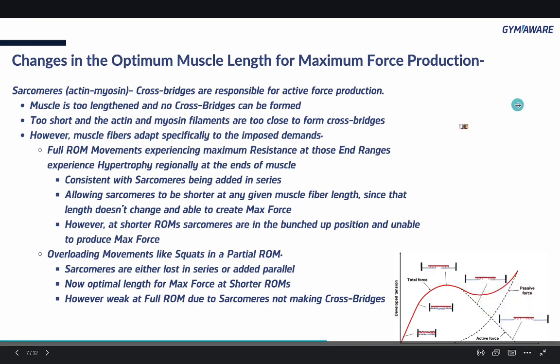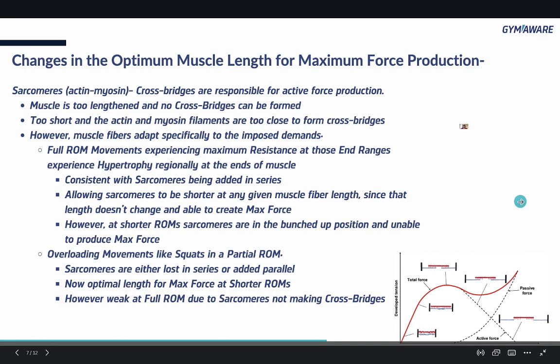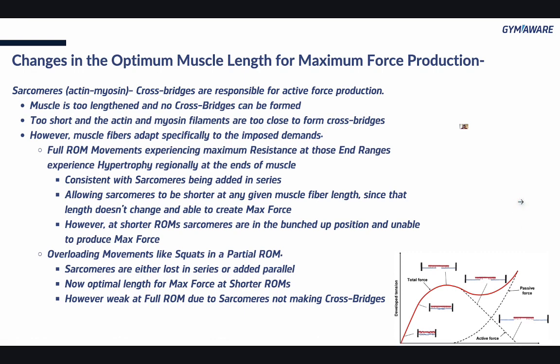But remember this too, even though active force production is at its low, total force production is at its high because of passive force, which is the muscle spindles, Golgi tendon organ, all those things we've talked about, and elastic components. Anyway, most muscle fibers adapt specifically to the imposed demands. So full range of motion movements experiencing maximum resistance at those end ranges experience hypertrophy regionally at the ends of the muscle. So now we're getting specific into what types of hypertrophy.